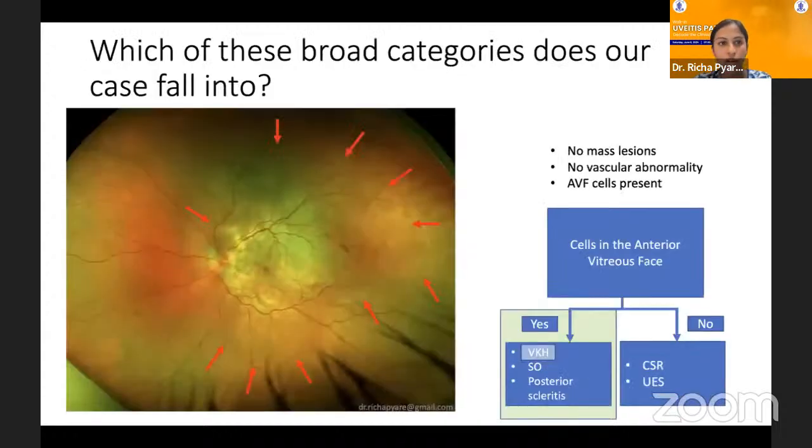Finally, going back to our original case, which of these broad categories does our patient fall into? We have established at this point that yes, this is exudative retinal detachment, and there are no associated mass lesions. There are no retinal, choroidal, or retinal vascular abnormalities that we can make out. There were cells in the anterior vitreous face. There was a history of headache preceding the drop in vision. There was no history of any ocular trauma or ocular surgery.